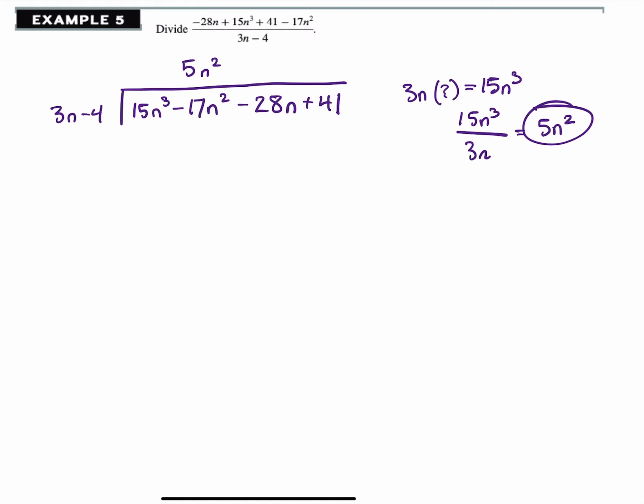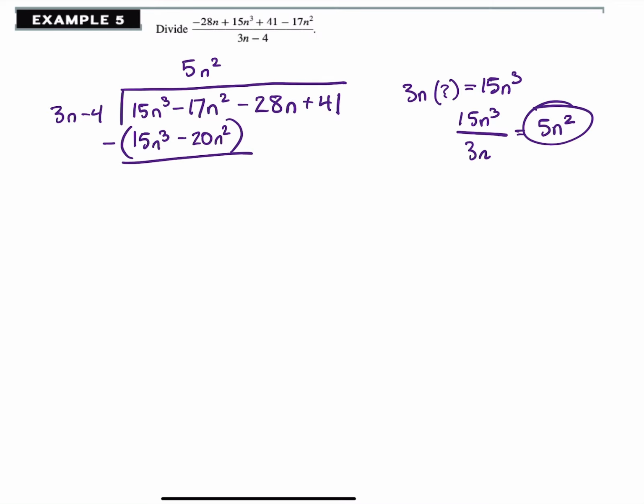So now let's distribute the 5n squared to both terms on the outside. So 5n squared times 3n gives me the 15n cubed. This should always be the same because that's how we're choosing this number. So if when you're writing this you get something different, that might be a sign that some error was made. Okay, and then we'll multiply the 5n squared by a negative 4, so that will give us minus 20n squared.